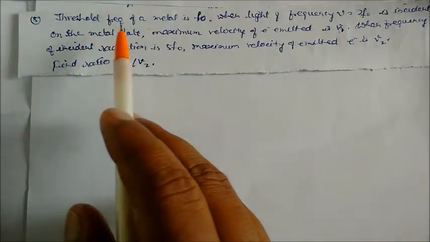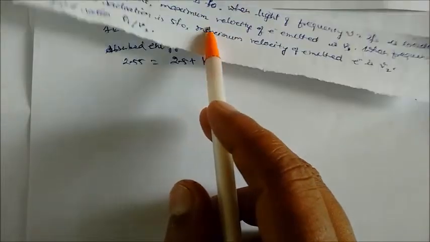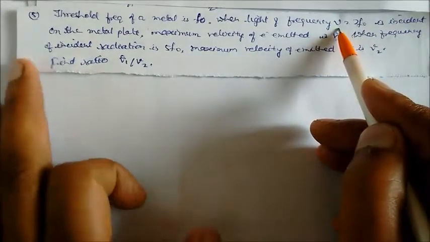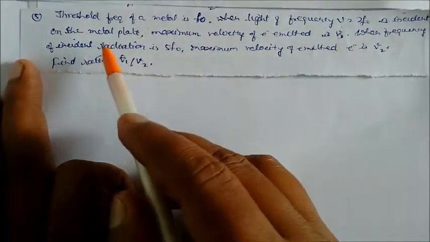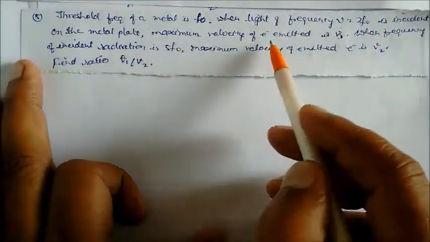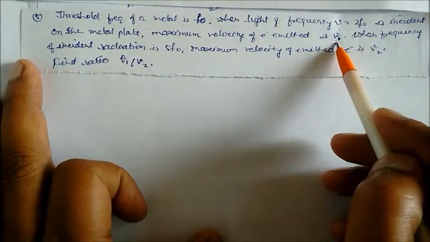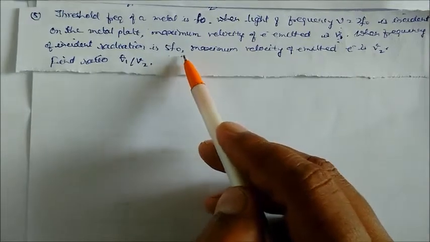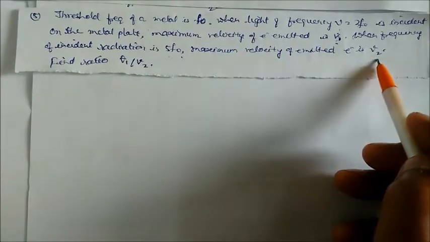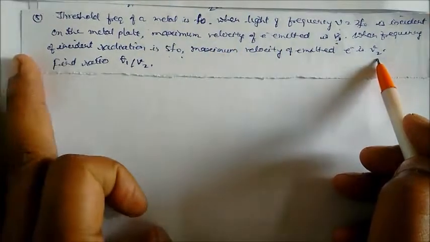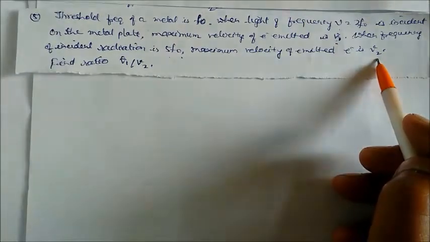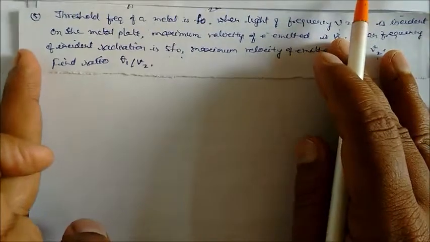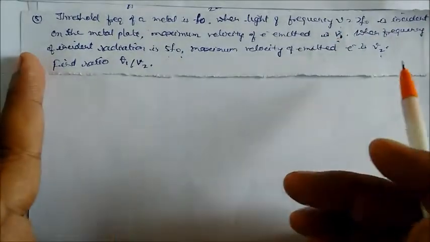The threshold frequency of a metal is f0. When light of frequency 2 f0 is incident on the metal plate, the maximum velocity of the electron emitted is v1. When the frequency of incident radiation is 5 f0, the maximum velocity of the electron emitted is v2. So find the ratio v1 by v2. Okay, so to find this ratio, we can use this one.